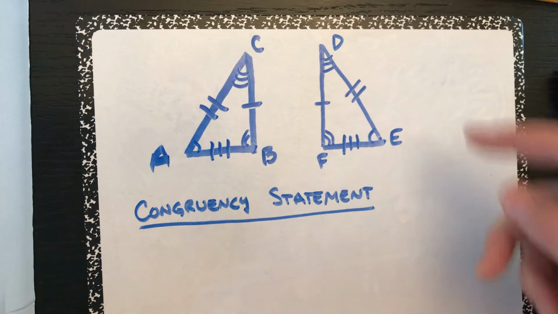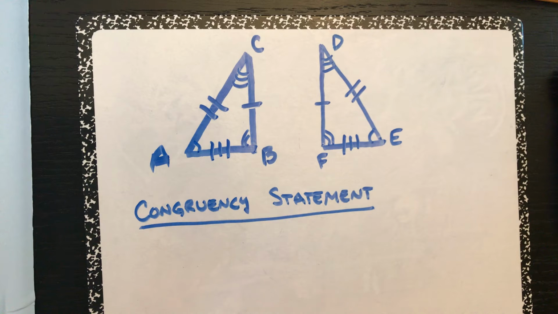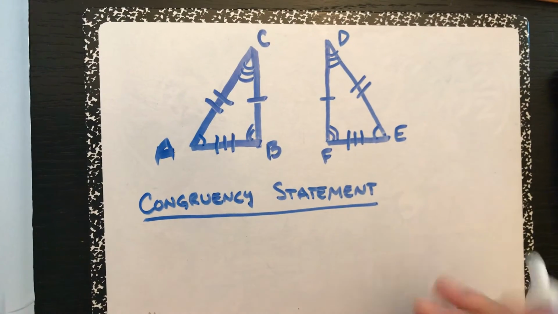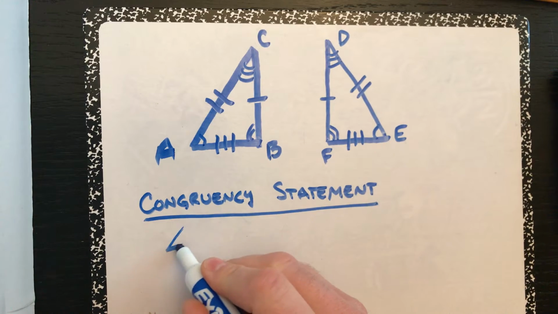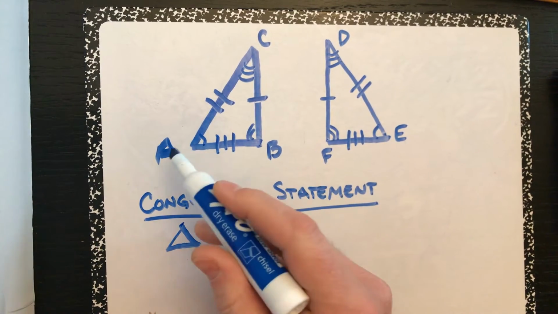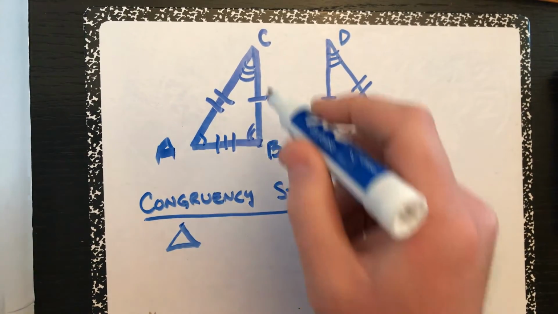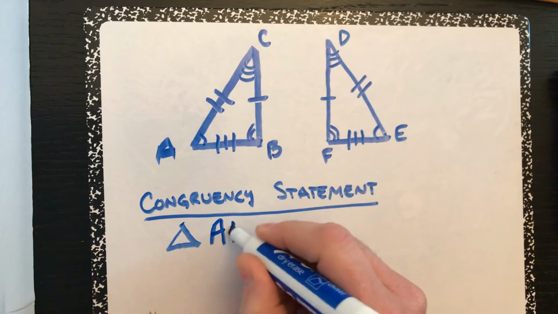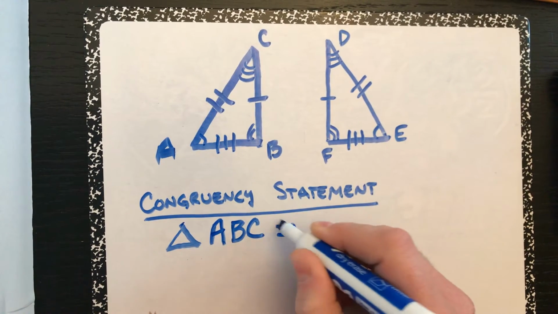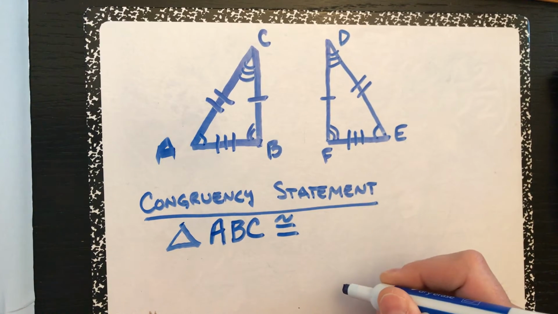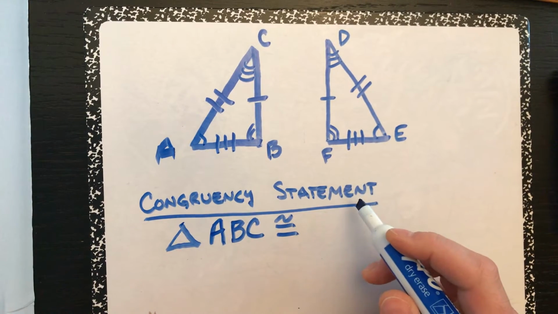In this example, I drew two triangles, triangle ABC and triangle DEF. We have to be very careful when we name our congruency statement. If I want to say that these two triangles are congruent, I can list the first triangle any way I want. So we'll just say triangle ABC is congruent to, now, this is where we have to be careful.